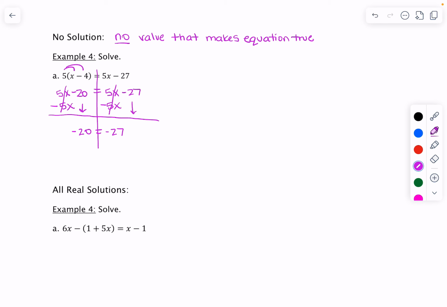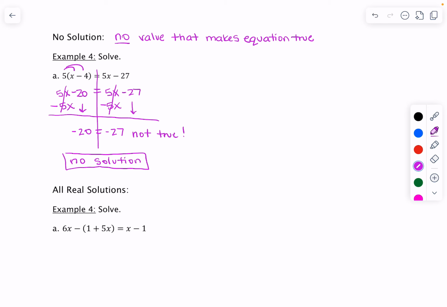Is that true? Do those numbers equal each other? Absolutely not. So this is not true. So that means there is no solution to this equation. There is no number that works to make this true. You can't plug anything in and get an answer that works. So you just write as your answer, no solution.